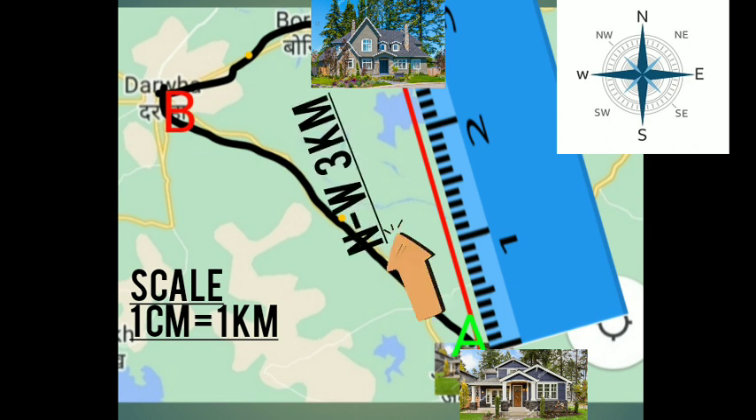Displacement is a vector quantity. So now we can give the direction. Here is the north of the map. So where is your displacement? It is 3 km northwest.